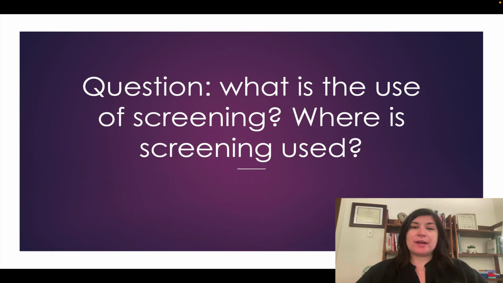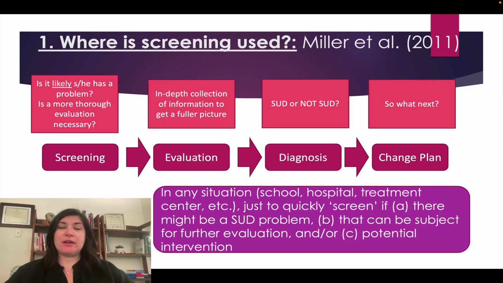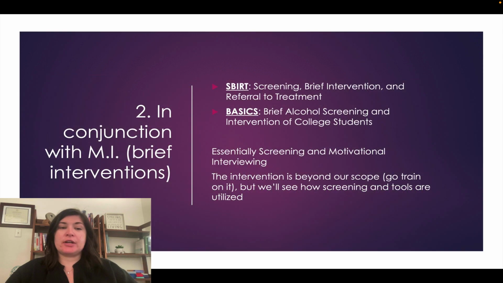So the question we've been trying to answer in this lecture video is, what is the use of a screening tool and where would we use a screening tool? Well, if we go back to Miller et al., a screening tool is usually going to be in the beginning to kind of identify A and C, right? Is there a potential problem? And as discussed earlier, some screening tools can be used in the midst of an intervention. For example, they can be used in conjunction with motivational interviewing or other brief interventions.